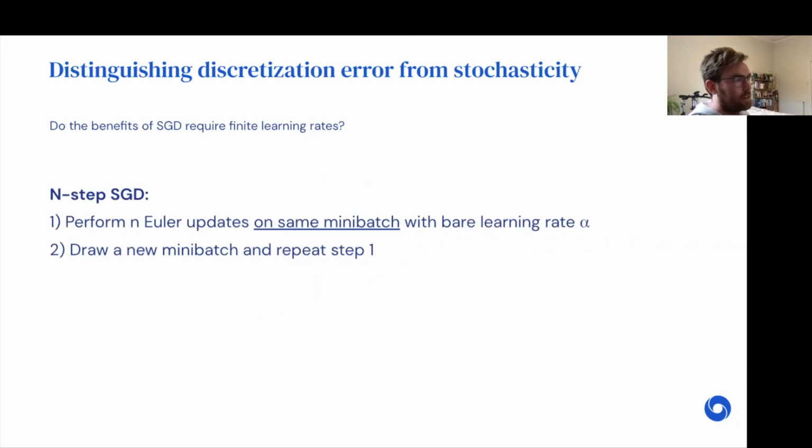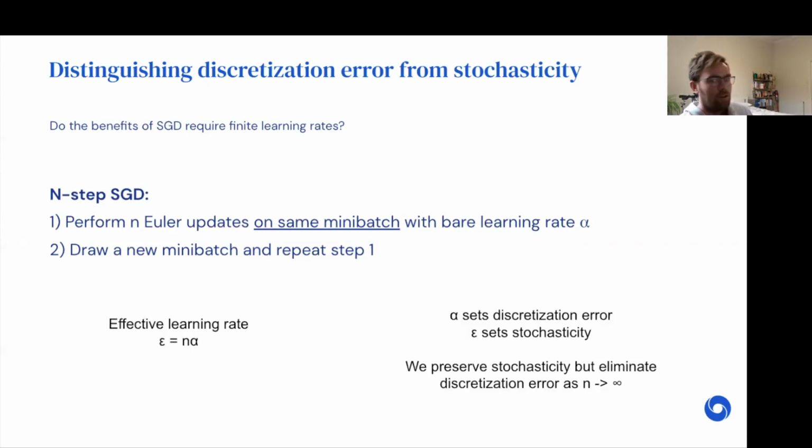So to answer this question, we propose this very simple modification to SGD, n step SGD, where we perform n Euler updates on the same mini batch with a bare learning rate alpha. And then after performing n updates, we draw a new mini batch and repeat step 1. And then we do that again and again. The key trick here is that we've introduced an effective learning rate, the distance traveled when using a particular mini batch, epsilon, which is just n alpha.